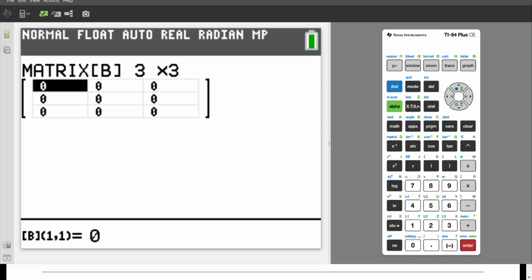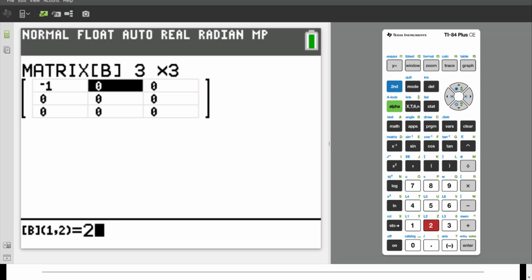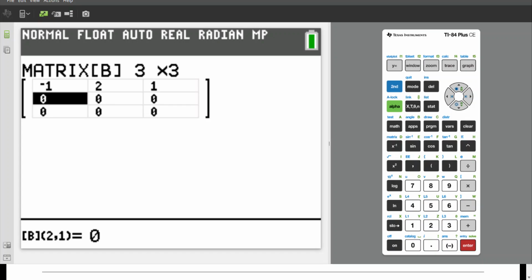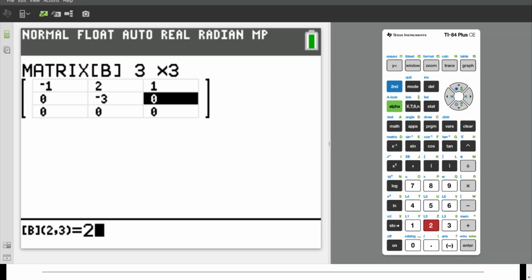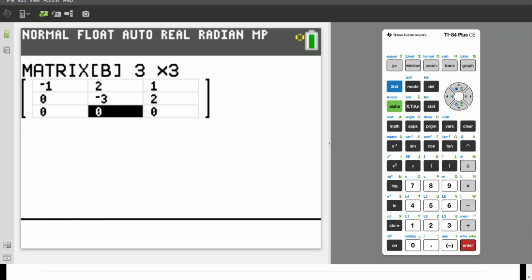Once I type in the 3 by 3, it populates the entries with all zeros. So I need to put in my values next. -1, tiny minus sign again, and then 2, then 1, followed by 0, then -3, then 2, followed by 0, then 1, then -4. Again, it's always a good idea to be super careful here. Make sure that all the minuses are tiny.